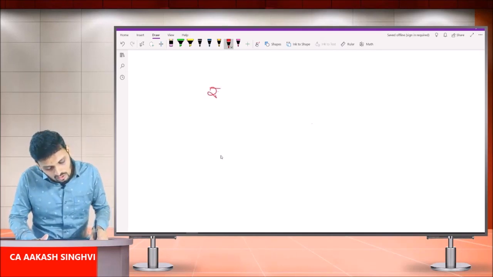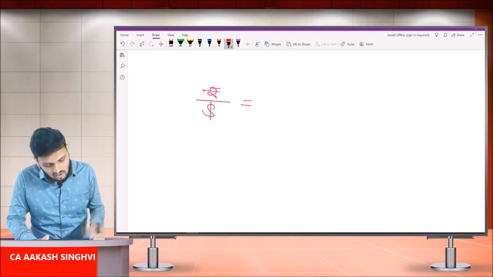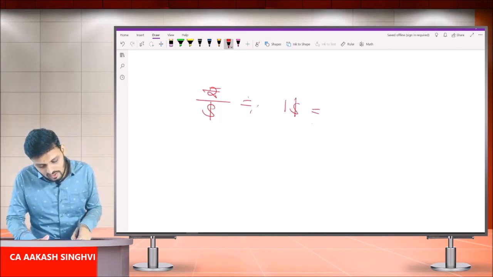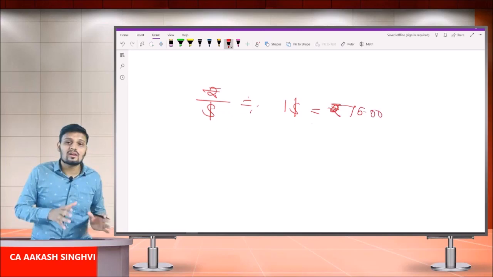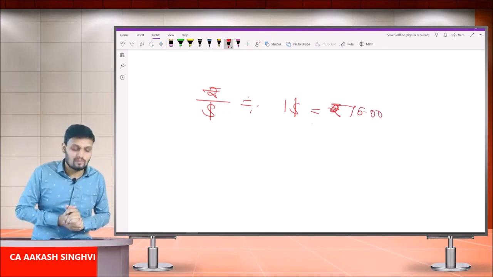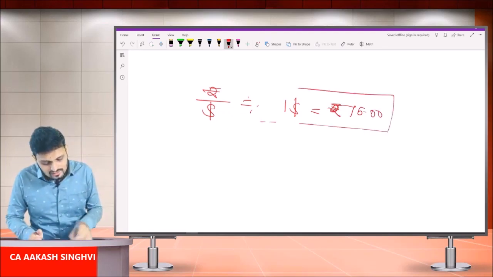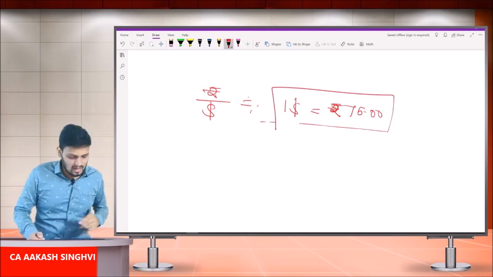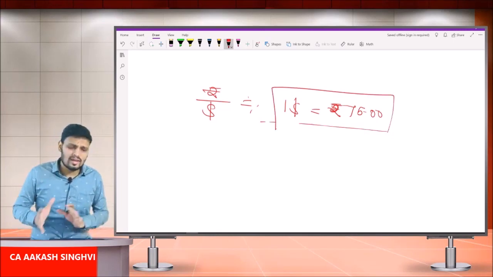So what are we going to do? Rupees per dollar. This is how we express it. So rupees per dollar. For example, you can find something like this: $1 equals, say, rupees 75, which is right now, currently the value of $1 is somewhere roughly around 75 rupees. So this is also known as the exchange rate. I'll take you slowly throughout all the basics.